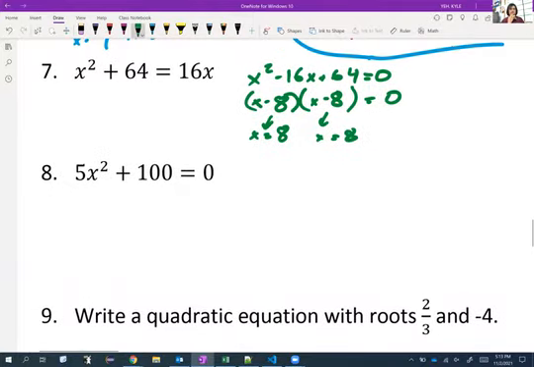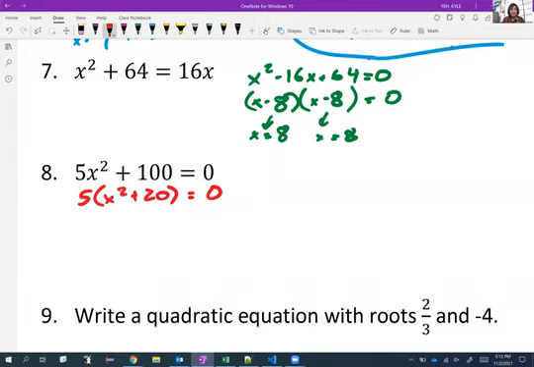All right, number 8. 5x squared plus 100 equals 0. I could factor. And that's not a bad thing to do to start off. I'm going to say maybe I can pull the 5 out. 5 times x squared plus 20 equals 0. So I'll start by factoring.